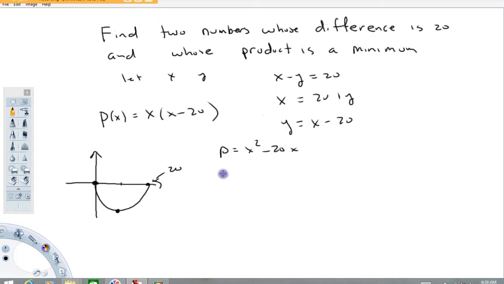Okay, start working on completing the square. Let's see, so x squared minus 20x. We'll take a look right here. Take this value, cut it in half. That would be 10. Square it.